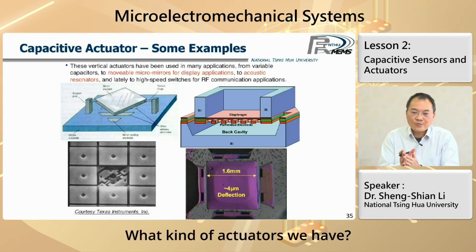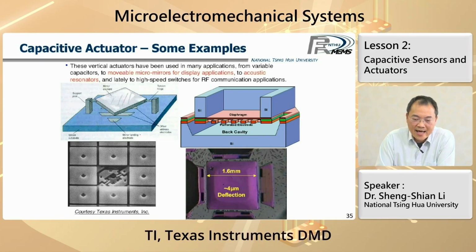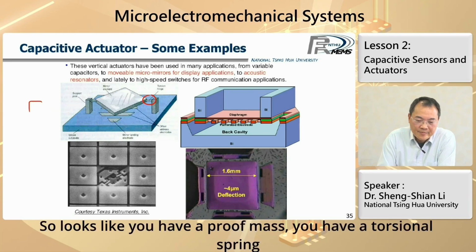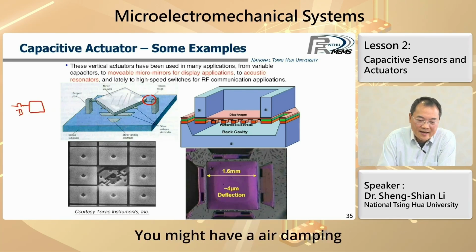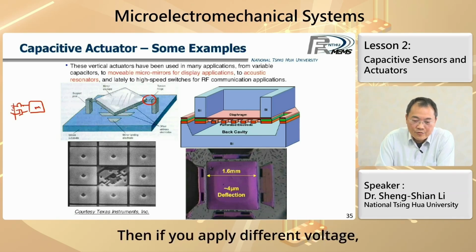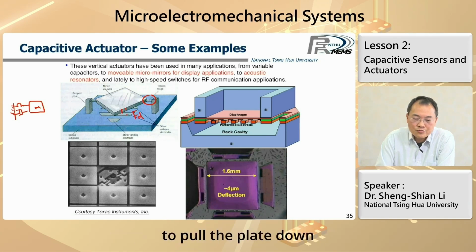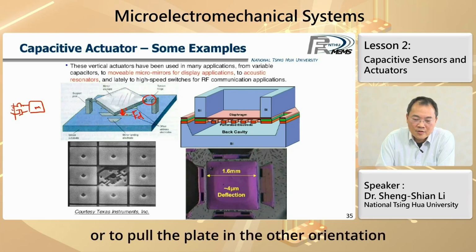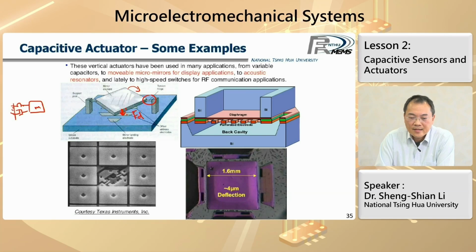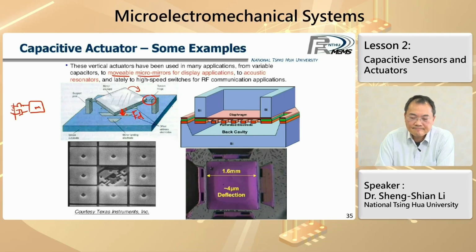What kind of actuators do we have? We do have some examples to show. For example, the TI, Texas Instruments, DMD. There is a micro mirror on top. We designed the torsional spring. So it looks like you have a plate mass, you have a torsional spring, you might have air damping, right? Second-order motion equations. Then if you apply different voltages, they will generate electrostatic force to pull the plate down or to pull the plate in another orientation. So that will enable movable micro mirrors for display applications.